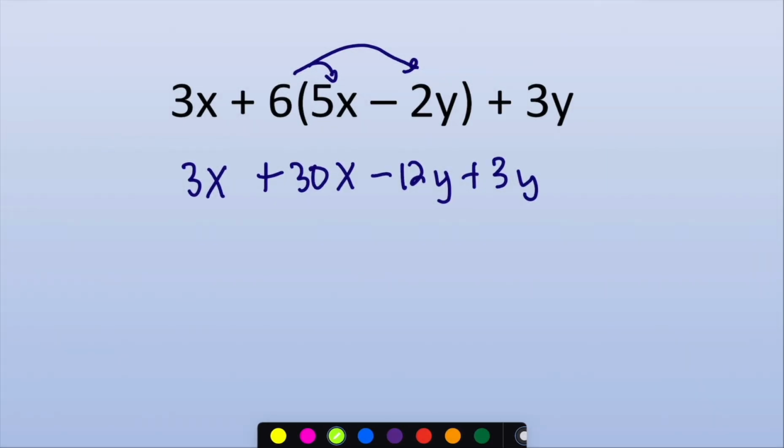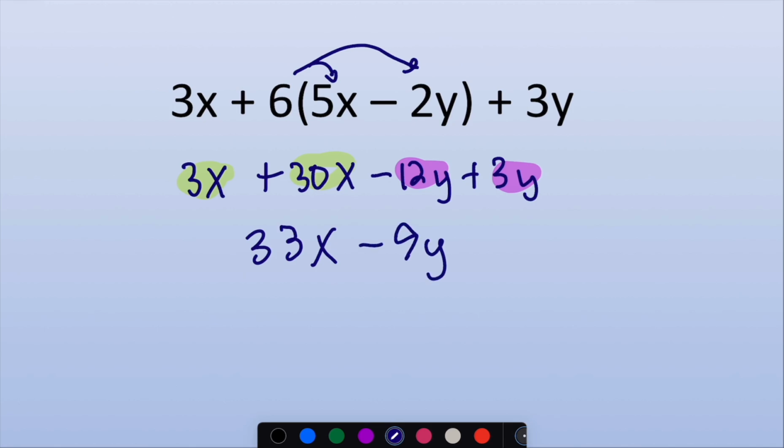And you might notice here that these are like terms. Those can be combined, and these are like terms. So let's go ahead and do that. So 30x and 3x is a total of 33x. -12y plus 3y is -9y.